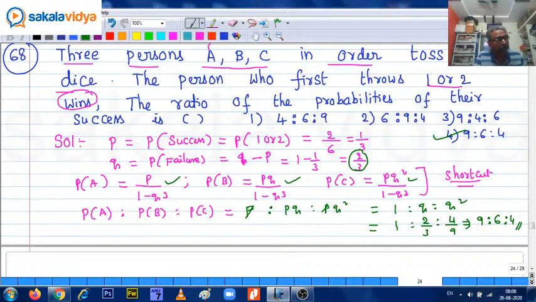One minute, I will check the question. This is the last question of the probability. Okay.